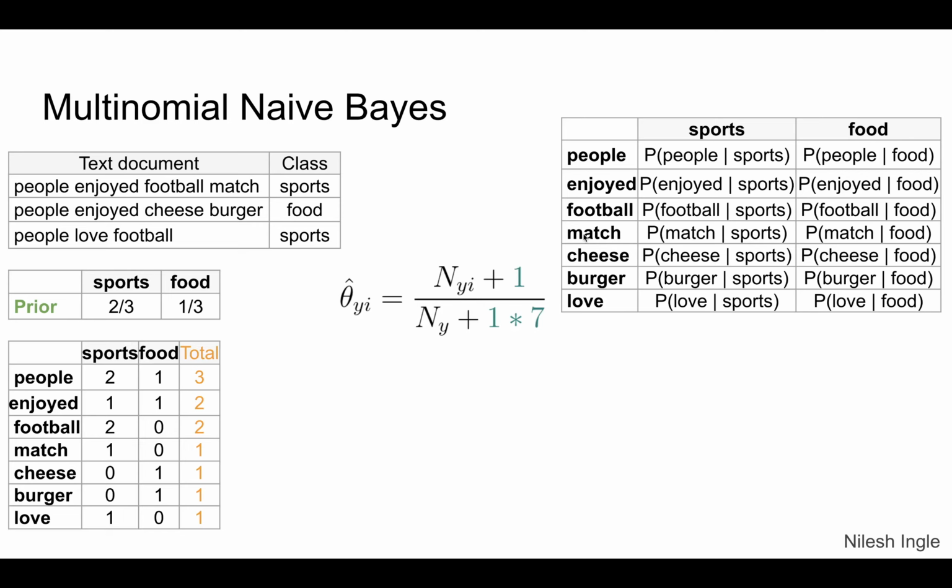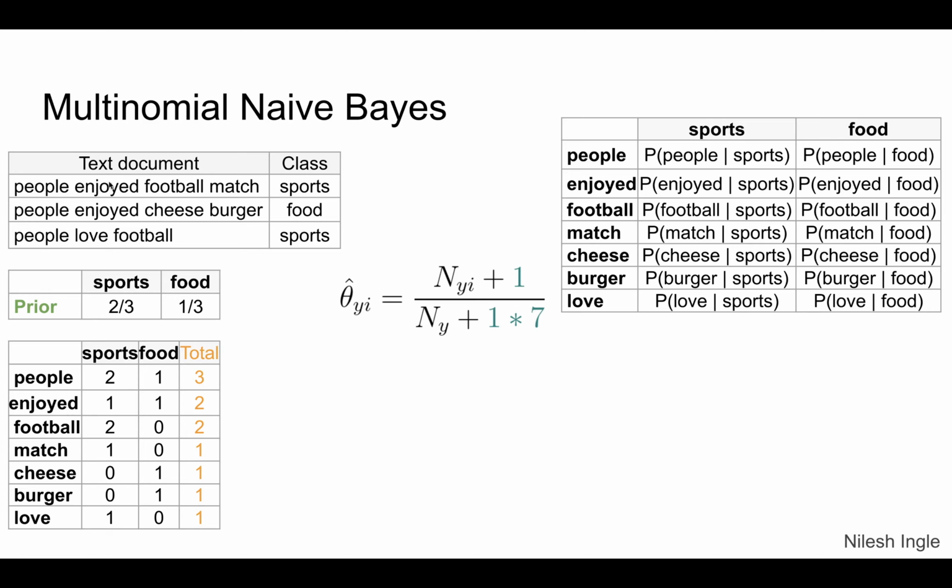and therefore we have the 2 there. The count for people in the class food is just 1, so we have 1 here. And then the total is 3 for the word people in all classes.